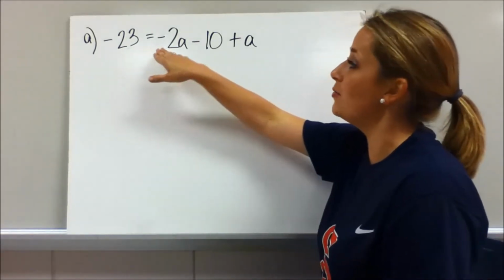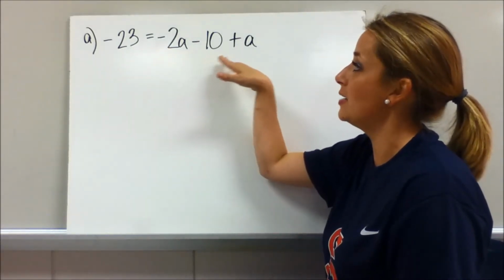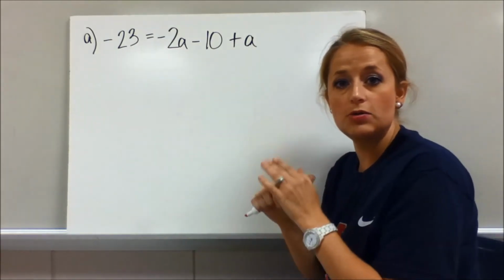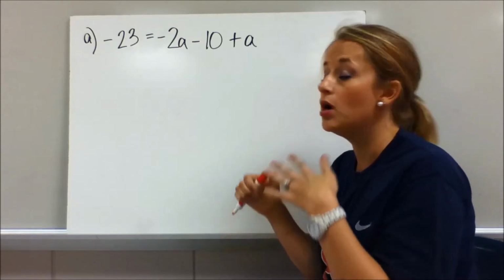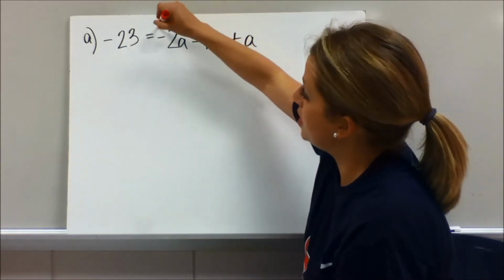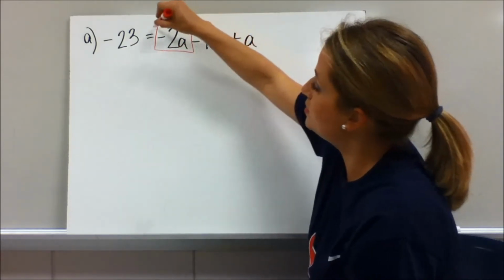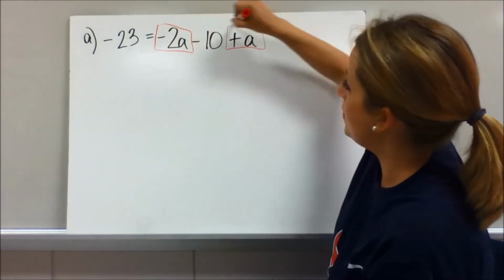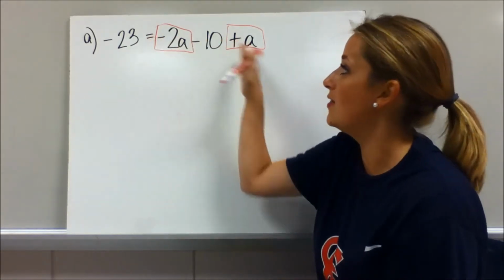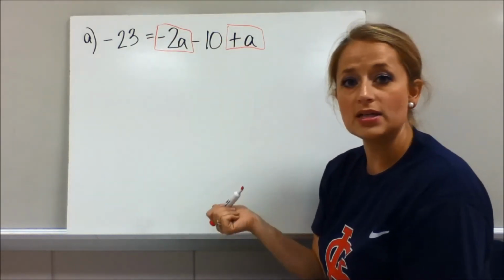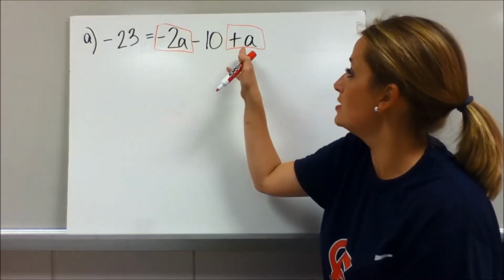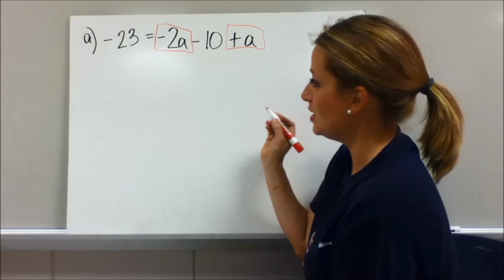Negative 23 equals negative 2a minus 10 plus a. What you should notice is that your variable is in two different spots. It's the same variable, but it's spread out. We need to reunite the variables. So I'm going to box negative 2a and positive a because they are like terms. Remember, we connect the sign that's in front of it. So to combine like terms, you add their coefficients. So negative 2 plus positive 1 is negative 1.